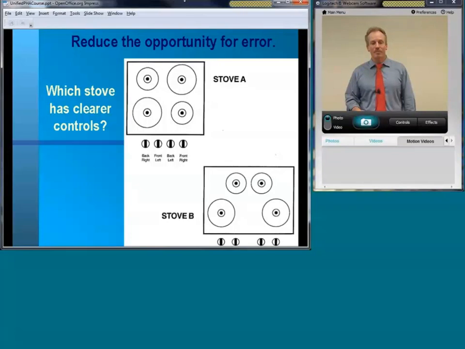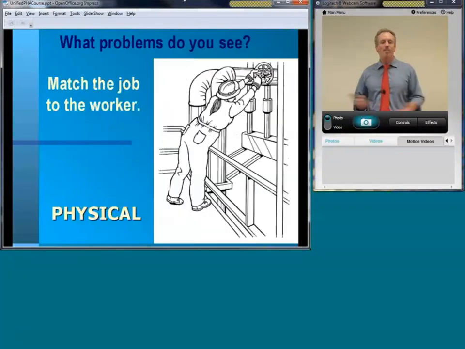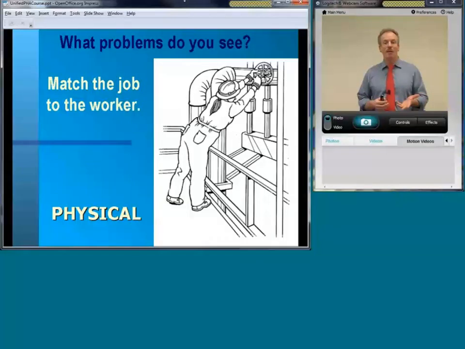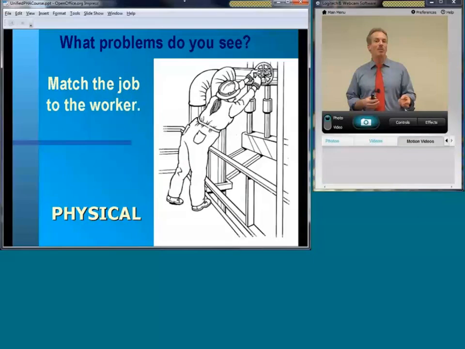Other problems, matching the job to the worker. If you've got valves that are up in a pipe rack, difficult for people to get to during an emergency, that's going to decrease the potential for somebody actually taking corrective actions. These are things that need to be considered during a HAZOP study. A typical thing during a HAZOP study, if you're responding to alarms or out in the field, is how much time does the operator have to take the corrective action and can they effectively do it?